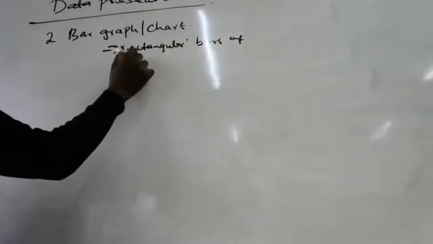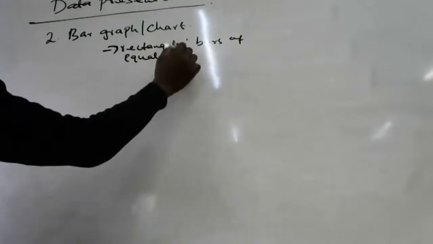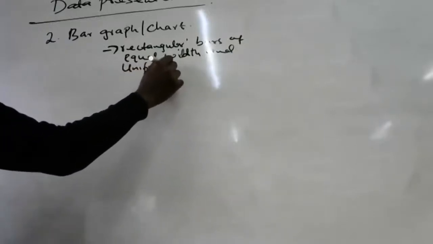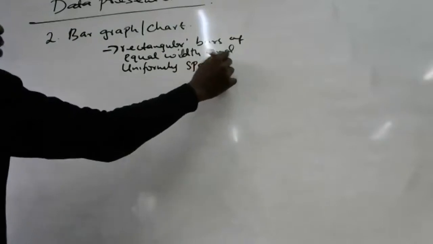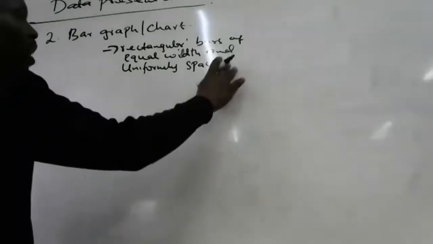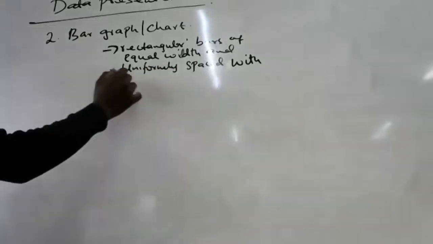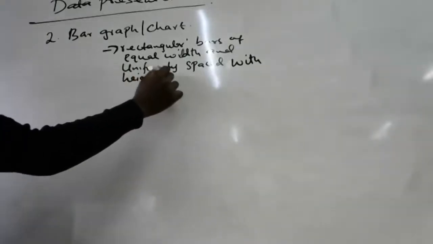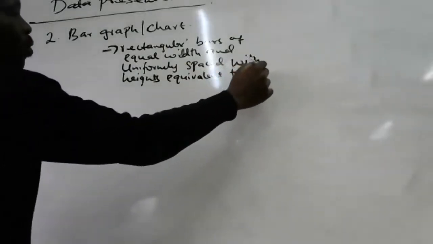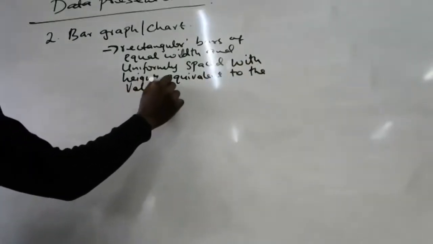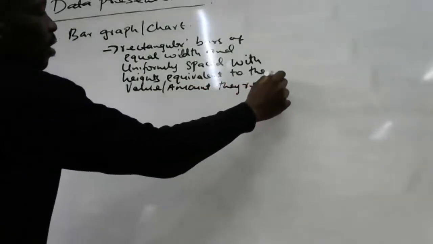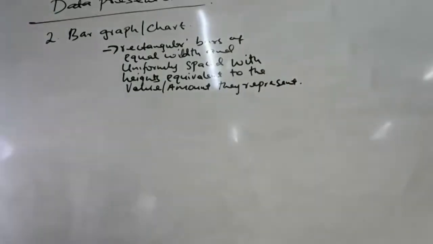Rectangular bars of equal width and uniformly spaced, with heights equivalent to the value or amount they represent. They are going to be bars.